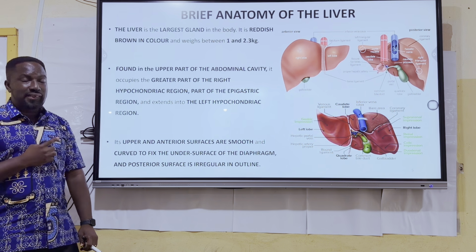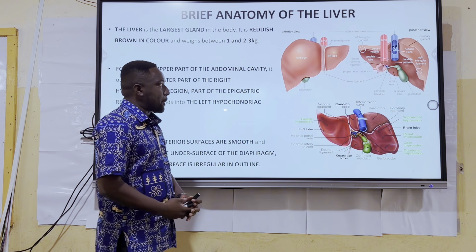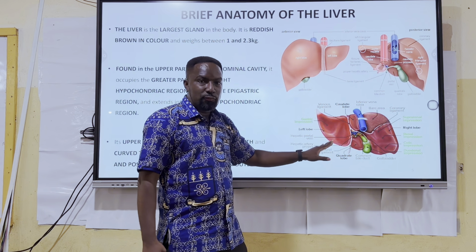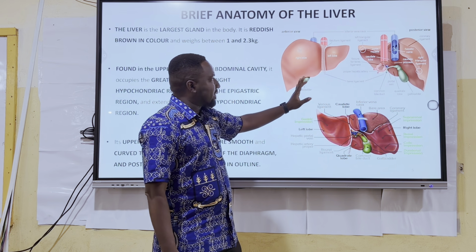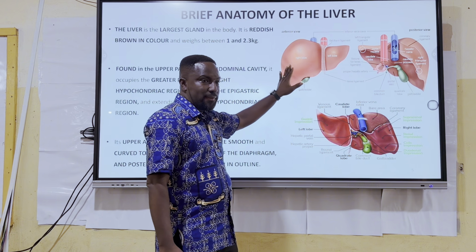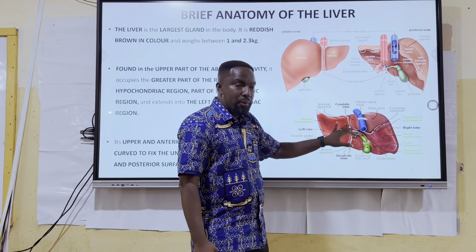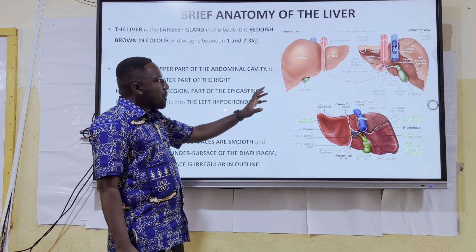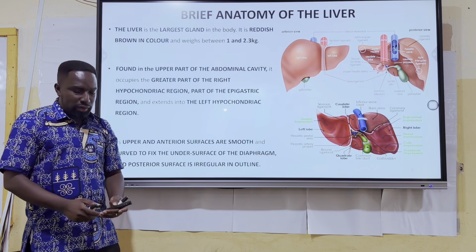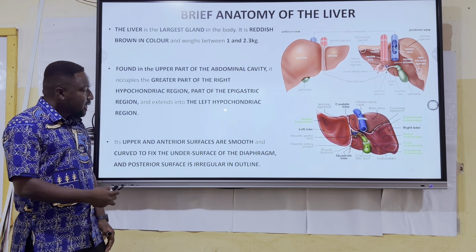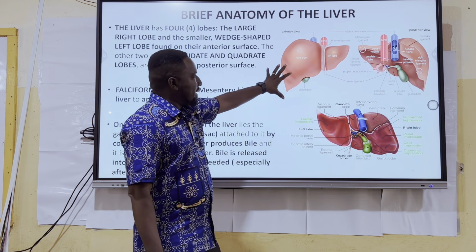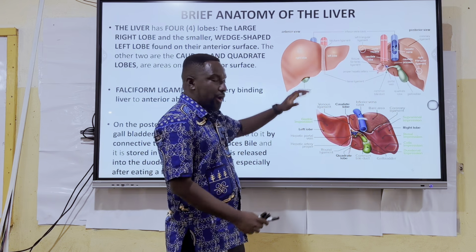There are two main surfaces of the liver, the anterior surface. So that is the anterior surface of the liver, and this is the posterior surface of what? The liver. So at the anterior surface, you can see that it is very smooth, right? But the posterior surface is irregular. Now, there are two main lobes that can be found on the anterior surface of the liver. Two main lobes. So that is the largest what? Right lobe. Can you see that?